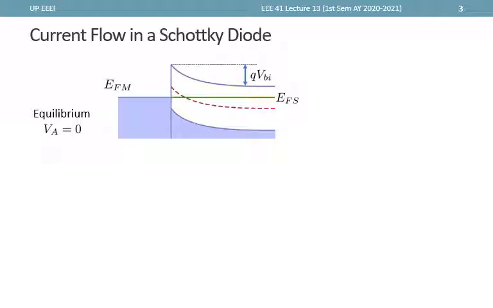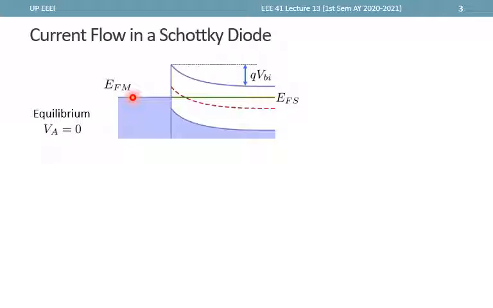Let's start by discussing qualitatively the current flow in a Schottky diode. Here we have an MS contact, a rectifying MS contact with an N-type semiconductor. From the previous lecture, we have identified that this case is a rectifying MS contact or a Schottky diode by looking at the energy band diagram from the point of view of majority carriers, in this case, the electrons. So here electrons see a rectifying barrier from both sides, and therefore this one is a rectifying MS contact.